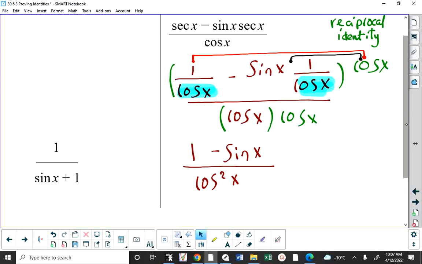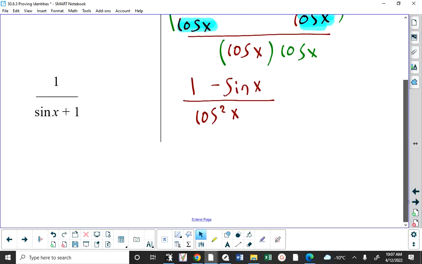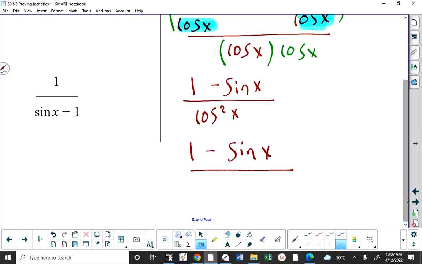Arden? Perfect. Do something that we would normally not do. Normally, if you had 1 minus sine squared of x, you'd turn it into cos squared. You would normally do that.